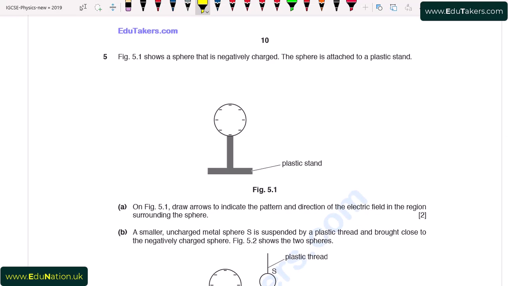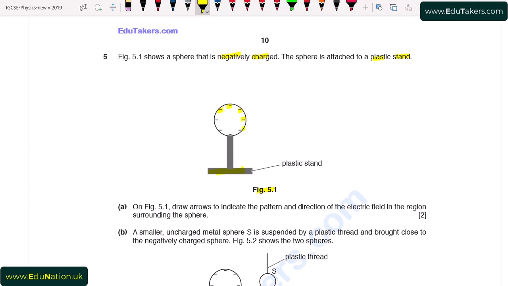Question number 5. Figure 5.1 shows a sphere that is negatively charged. The sphere is attached to a plastic stand. So here is figure 5.1, and we can see that it's a stand made up of plastic, and it's a sphere on which negative charges are distributed.